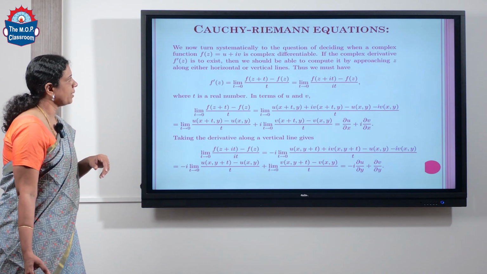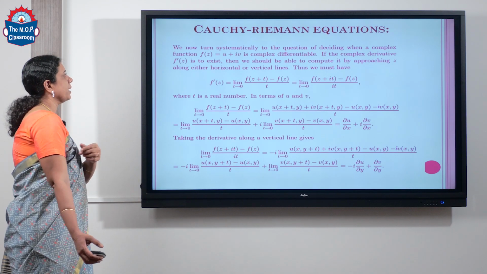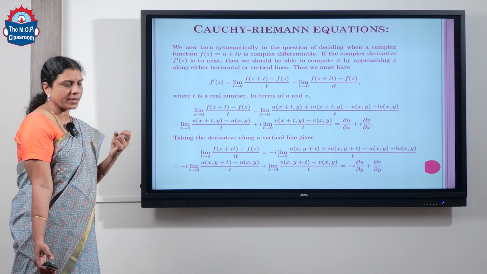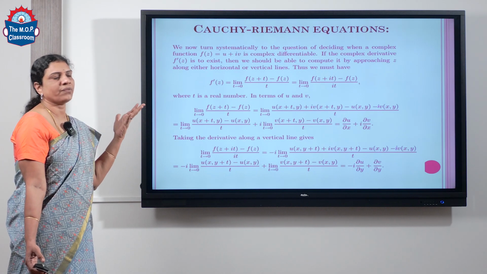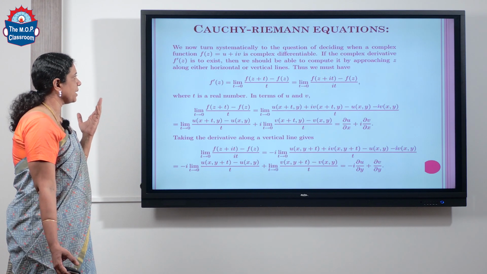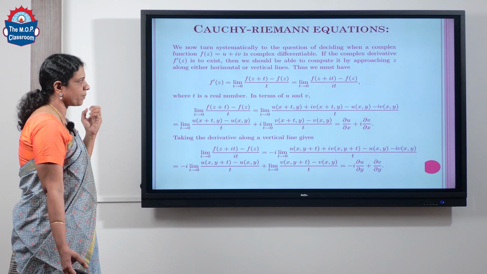Now we come to the important theorem. These are the Cauchy-Riemann equations. The Cauchy-Riemann equations are a necessary condition for a function to be differentiable. It's not a sufficient condition, it's only the necessary condition for differentiability. So what is the theorem? We define f(z) = u + iv in the complex plane.